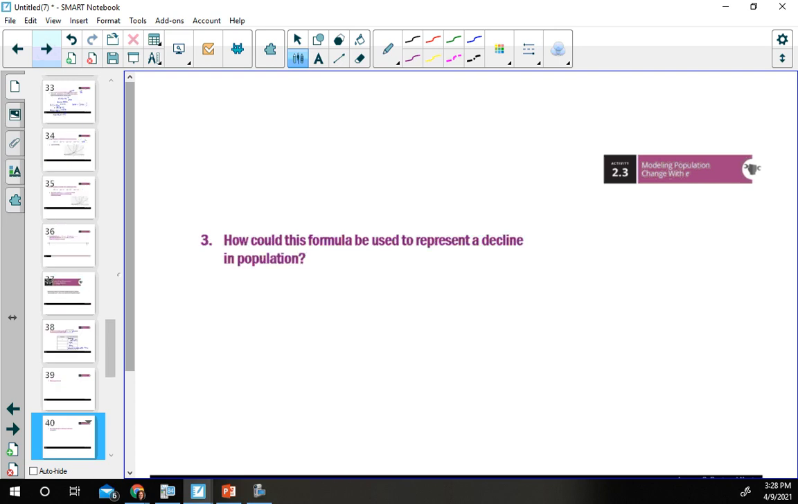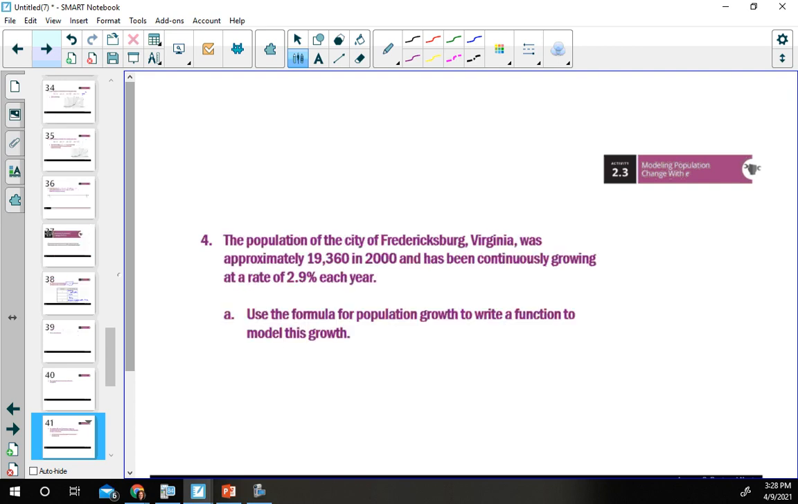So how could this formula be used to represent a decline in population? Okay, so I can change this rate of growth to be a negative value to represent a decline in population. Like if I am increasing by 3%, I could change that to a negative 3% and decrease by that percentage. So I could change that rate percent. I cannot change the base. I don't want to make that E negative. I want to change the rate, so that percentage that I'm growing by or declining by.